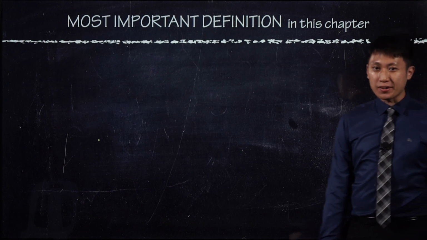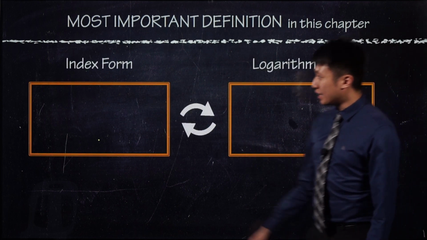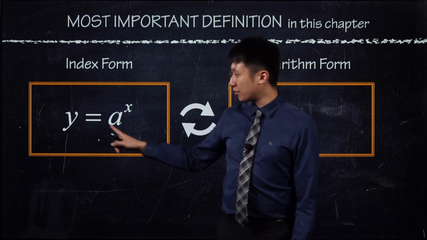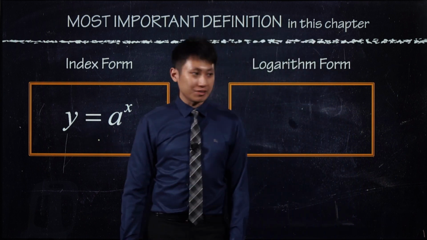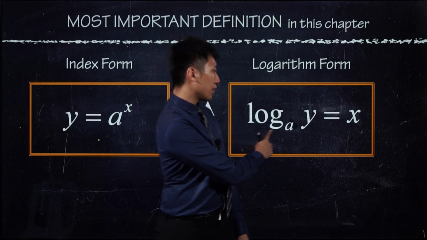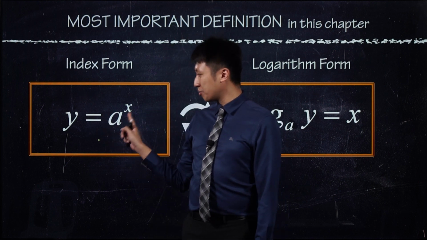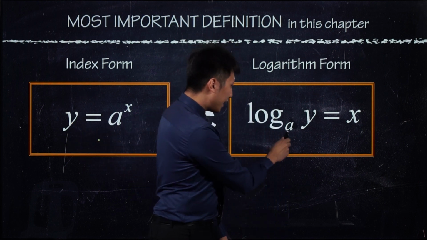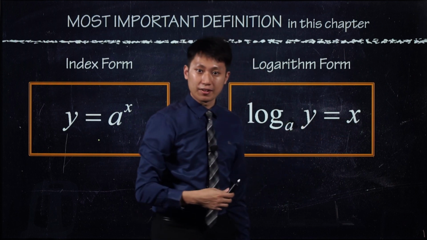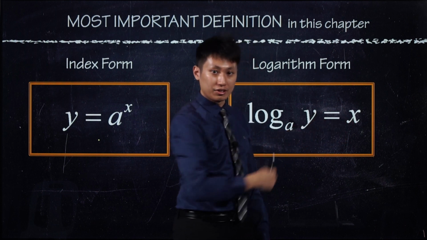So the most important definition of the whole chapter is that index form is the one that we have learned already: y is equal to a^x. If you want to convert this to logarithm form, it's going to be log_a y is equal to x. How do you see that? a to the power x is equal to y. Cross over, then cross over again. The a at the bottom goes here, the power is then equal to this thing.